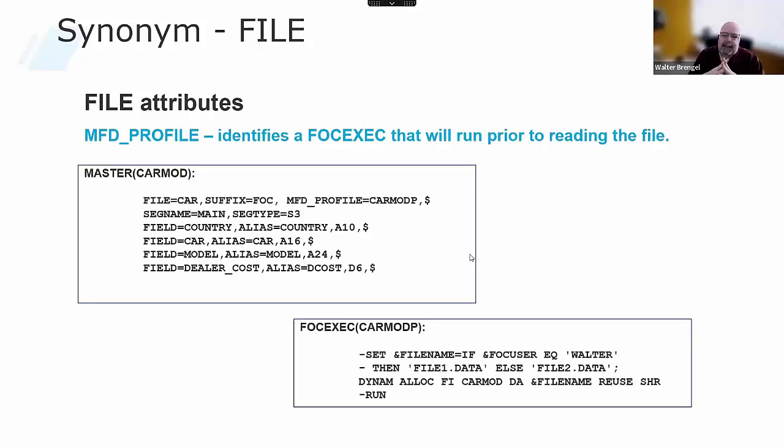So here's just a simple MFD profile, because as I said, I've talked about MFD profiles previously. It's an attribute on the file entry in the synonym, MFD_PROFILE. In this case, it is carmod P. And then carmod P says set file name equals: if FOCUS user equals Walter, then file1.data, else file2.data. And then we issue a DYNAM ALLOC, and then we do a -RUN to run the DYNAM ALLOC.